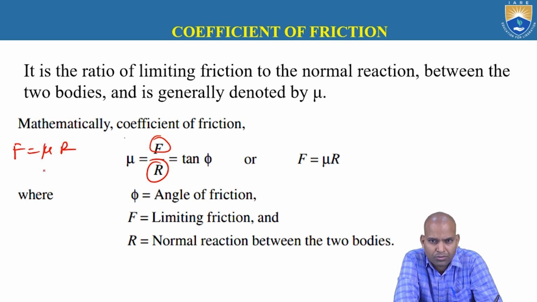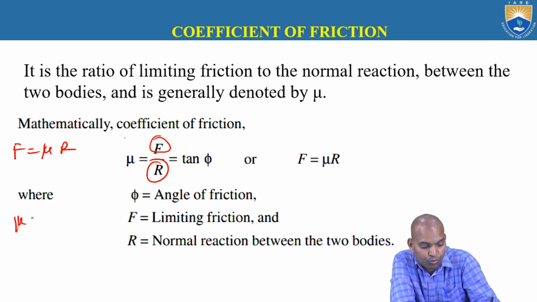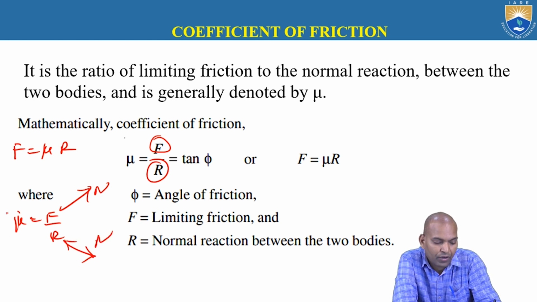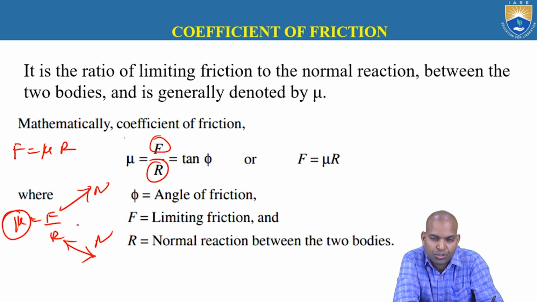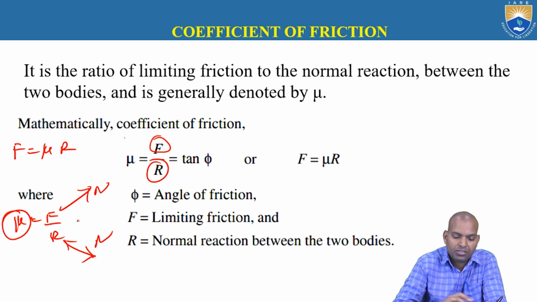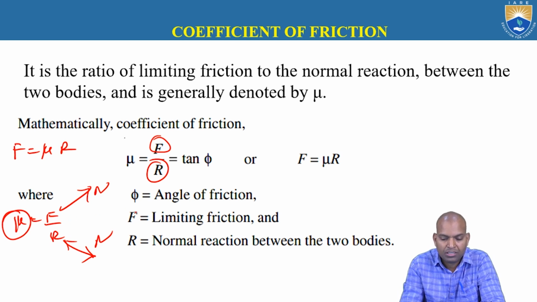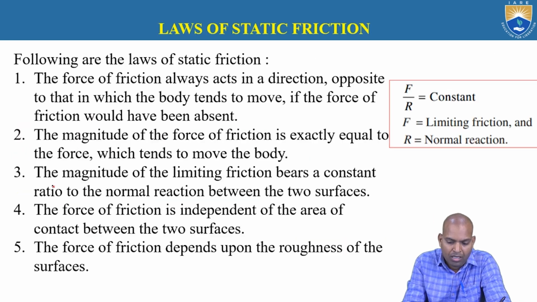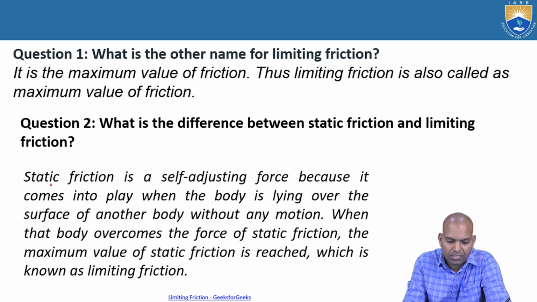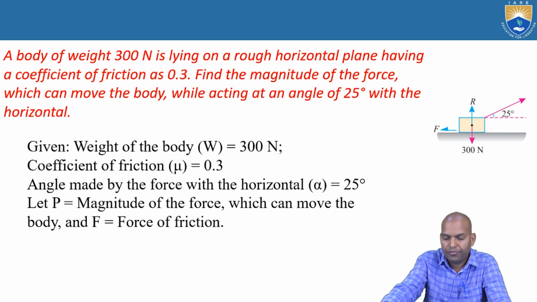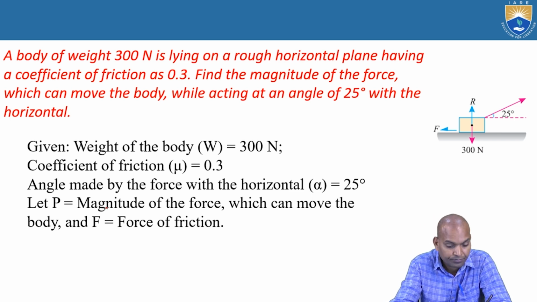What is the unit for coefficient of friction? Here mu equals F by R. The unit for F is newtons, and the unit for R is newtons. So mu, the coefficient of friction, is unitless; it doesn't have any units. This is the description of the coefficient of friction. We have covered the different laws, and now, coming to problem solving, with those concepts we are going to solve the problems.